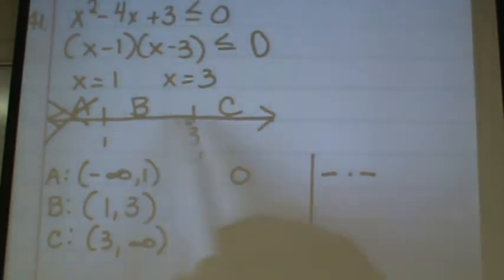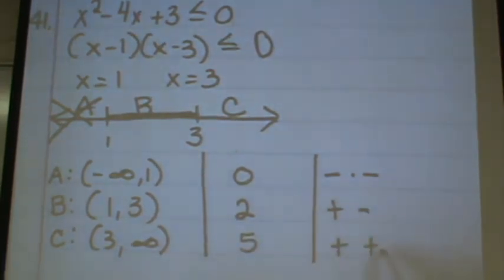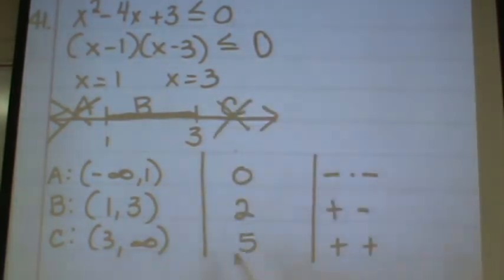If we plug in the number 2, we end up with a positive times a negative. And a positive times a negative is a negative. So a negative number is less than 0. So this region works. In region C, if we picked a number like 5, you're going to get a positive times a positive, and a positive times a positive is a positive. This region does not work.